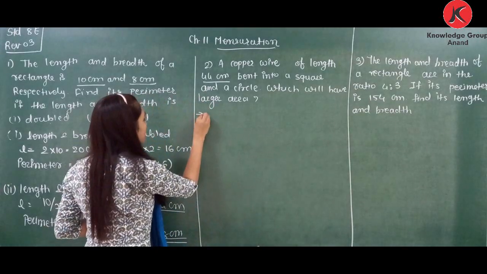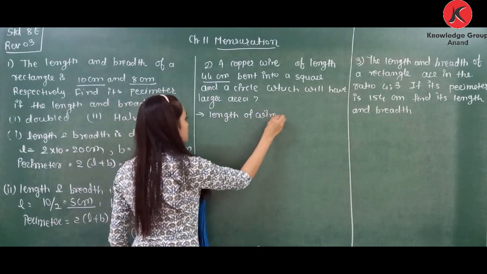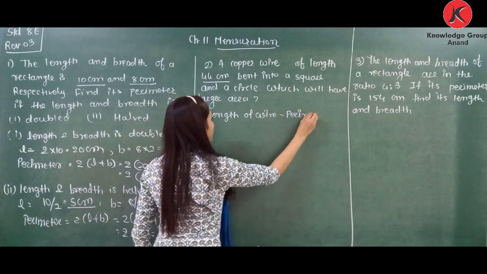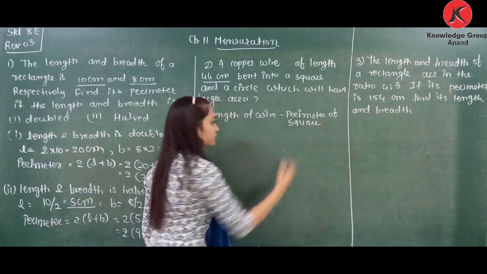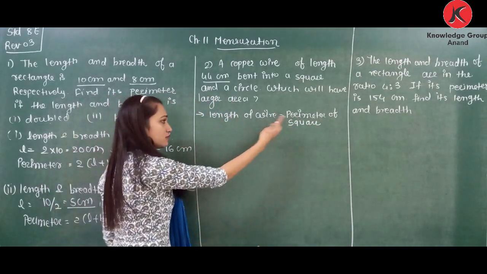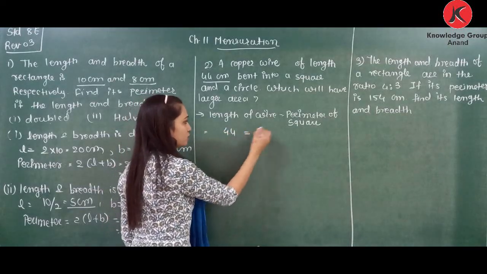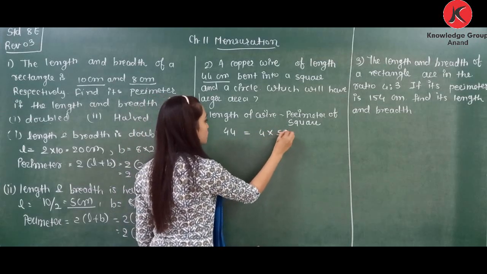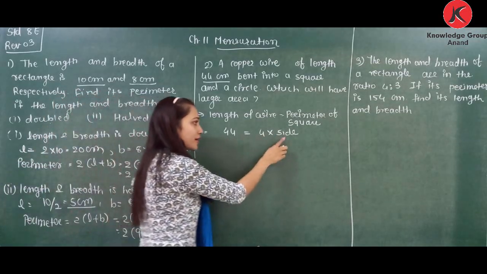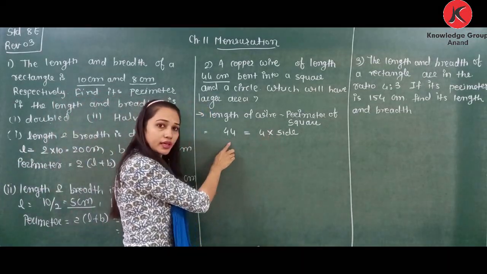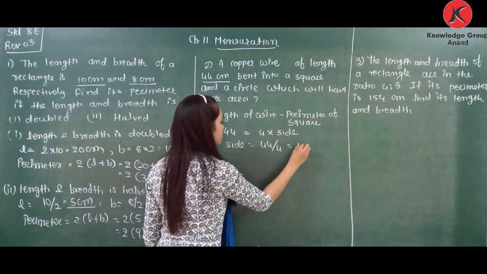So first we consider the length of the wire is equal to the perimeter of the square, because the wire is converted into a square. So 44 is equal to, what is the equation? Perimeter of a square is 4 into side. But we don't know the side of the square. So from this we can find the side by dividing by 4. So side is 44 divided by 4, equal to 11 centimeter.